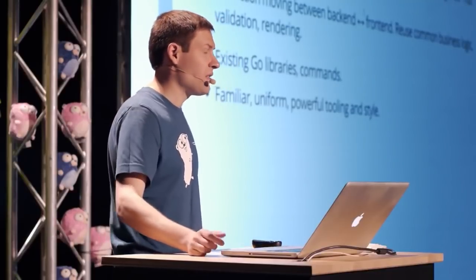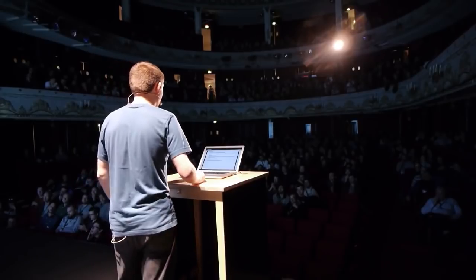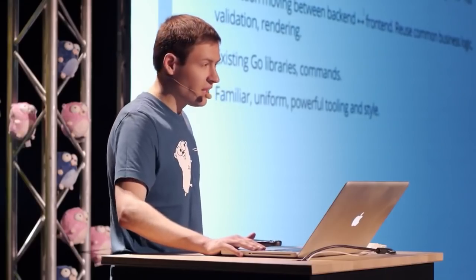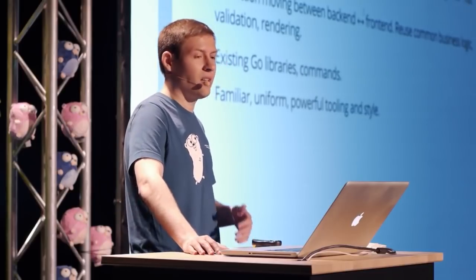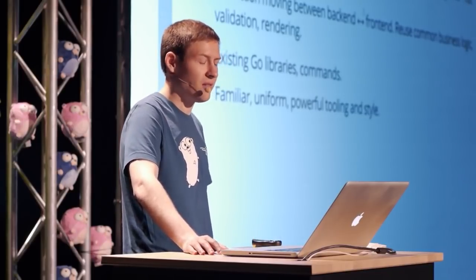A really cool other aspect is that there's just no friction moving between the front end and the back end. It's like having a Slinky, where one day you can have something running on the front end, another day you decide to move it to the back end. You don't have to translate to a different language in order to have that, which means you can reuse some common business logic. If you have some validation code that's running on the back end, the same code can run on the front end. You can share the same code for rendering HTML. You can use existing Go libraries or commands, as I've shown as well. And finally, you can keep using the same tooling, the same style, the same practices as you do on the back end. It's very familiar, and there's a lot of powerful tools for Go.